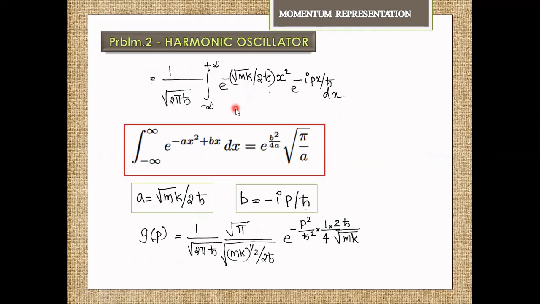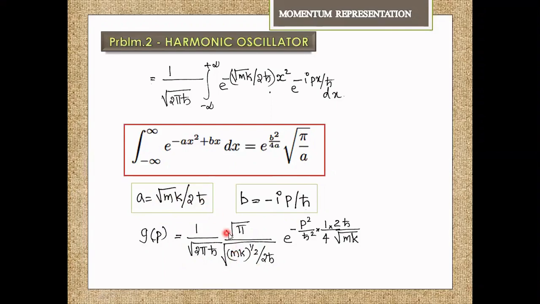For that, we can consider the Gaussian integral minus infinity to plus infinity e raised to minus a x square plus bx dx, which is equal to e raised to b square by 4a into root pi by a. Here, when we compare these two integrals, we have a is equal to root mk by 2 h cut and b is equal to minus ip by h cut. Substituting this, we have G of p is equal to 1 by root 2 pi h cut into root pi by a. We have a is equal to root of mk by 2 h cut.